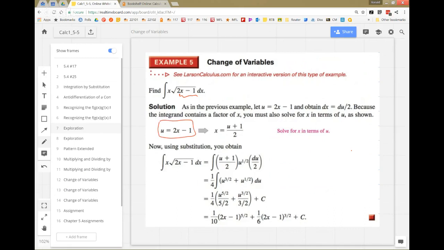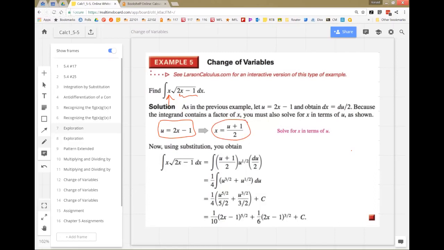And then do a little algebra. We need to solve for x. Why? Because we're going to have to make a substitution up there when we change this into a u problem. So we add 1 to both sides and divide by 2. You get the value for x.